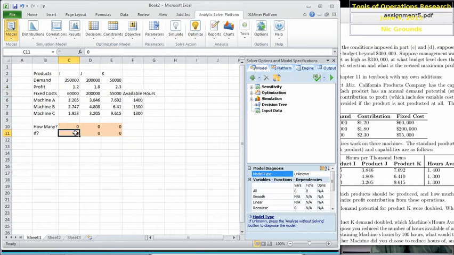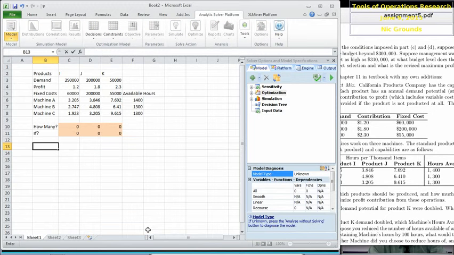Because if we're not going to make the product, then 0 times the fixed costs is 0, meaning we don't have to pay the fixed cost because we're not making it. Whereas if the binary decision variable is 1, we are going to make that product. 1 times the fixed cost is just the fixed cost. So it allows us to easily compute how much contribution those fixed costs are going to have in our overall profit.